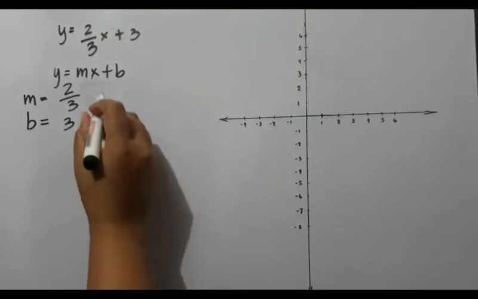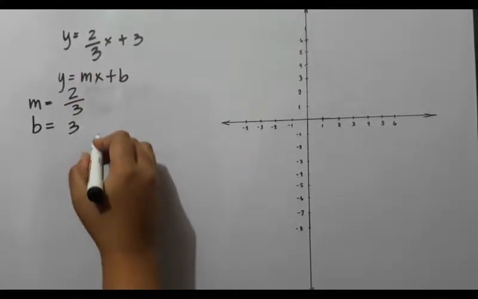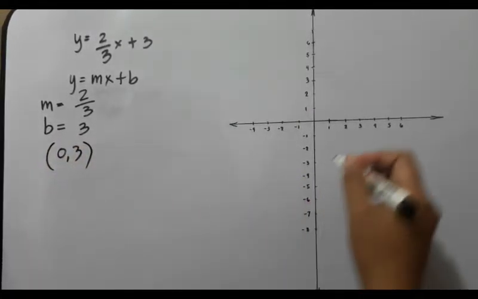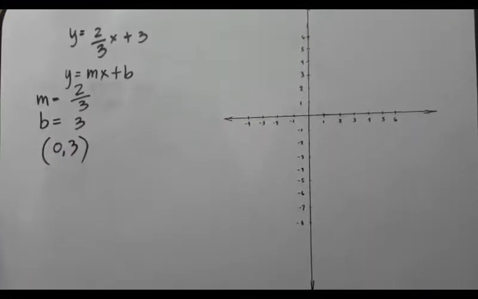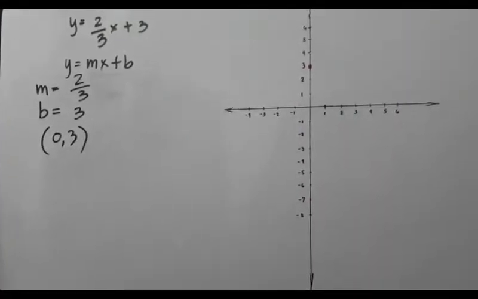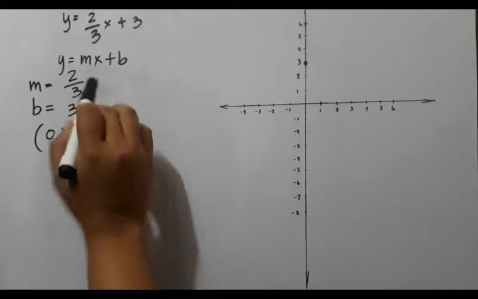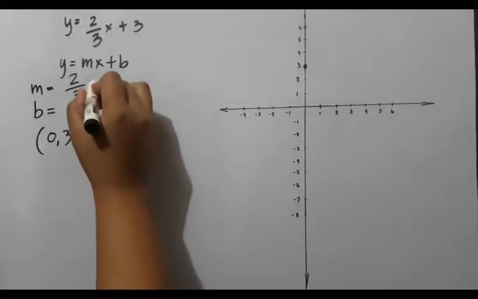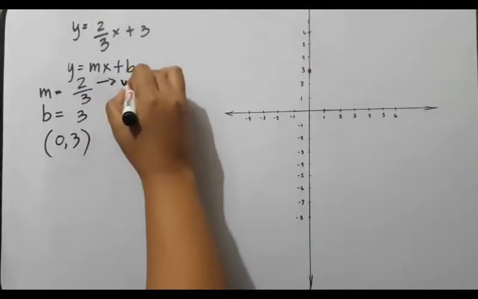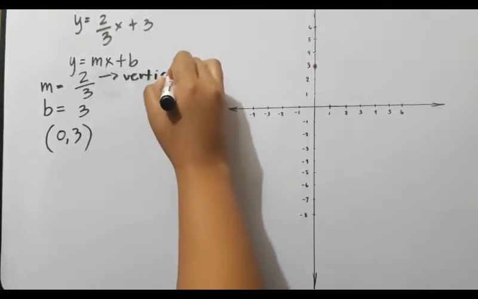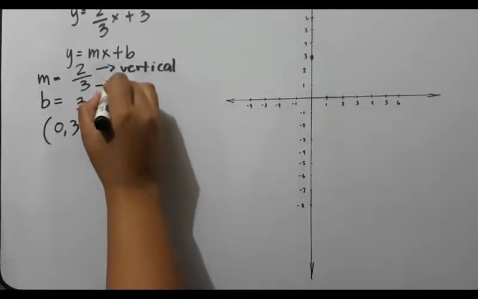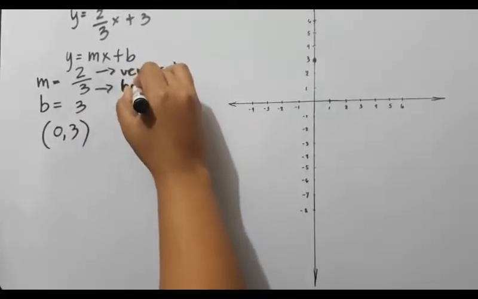The first point we can get from this equation is the y-intercept, which is (0, 3), and it is located on this point. Now let's take a look at the slope. We have a numerator of 2. The numerator is the vertical movement of the line, while the denominator is the horizontal movement.